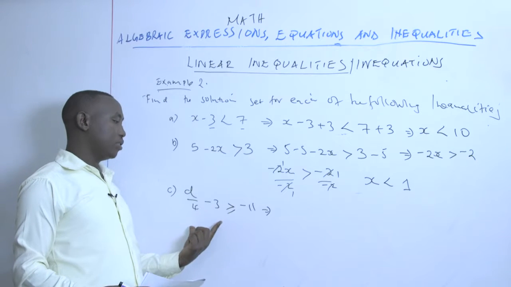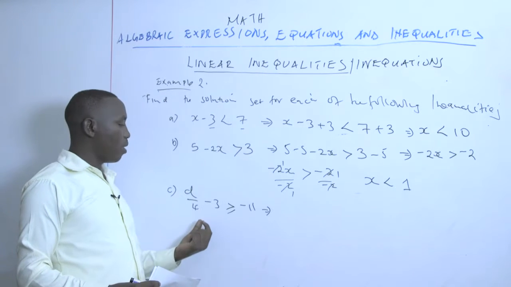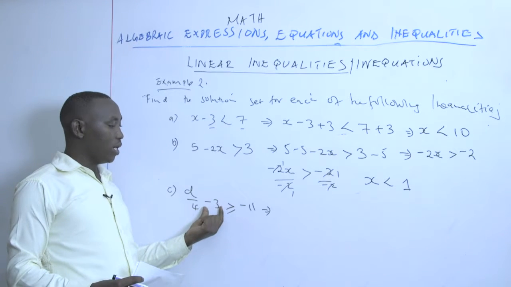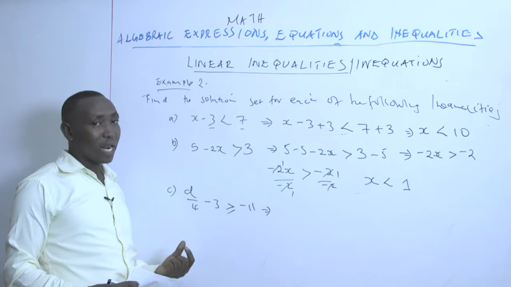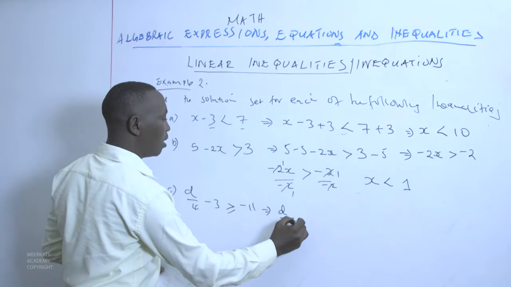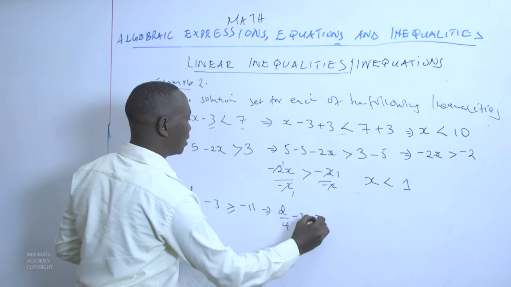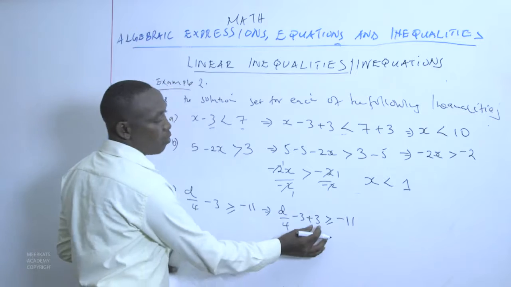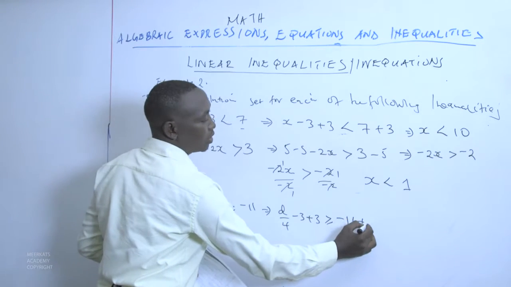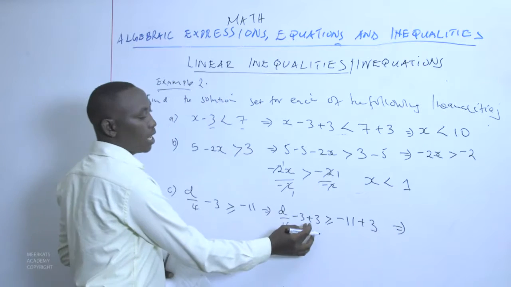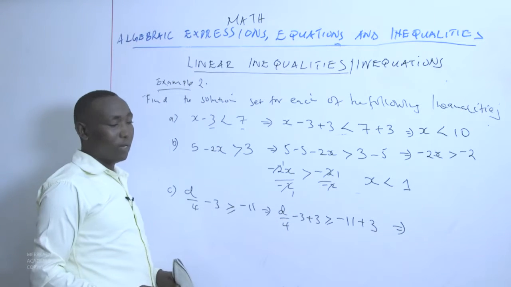Now, for us to be able to solve this, we must take this negative 3 to the other side. And for us to eliminate negative 3, we must add it on both sides. So this will leave us with d over 4 minus 3 plus 3 is greater than or equal to negative 11. What we did on the left hand side, we must also do on the right hand side.